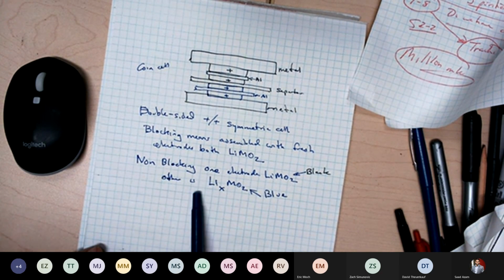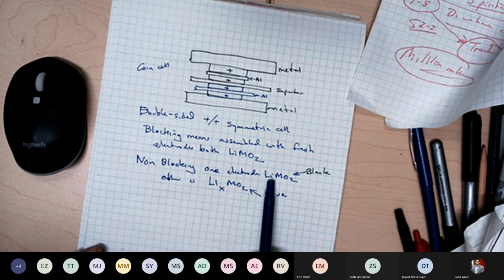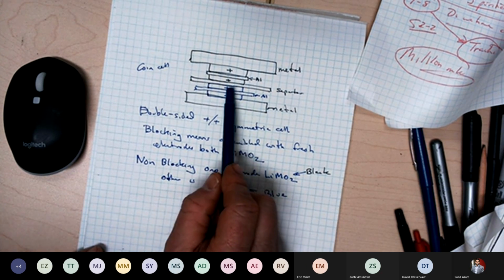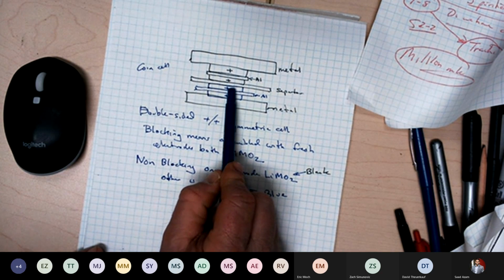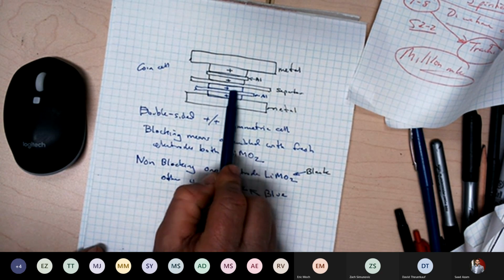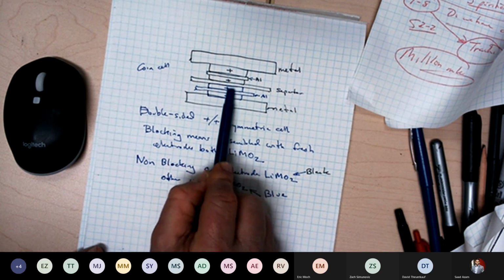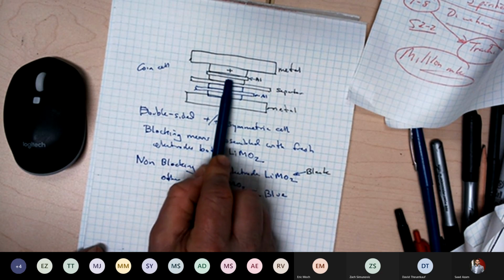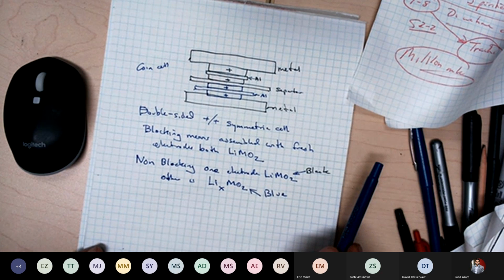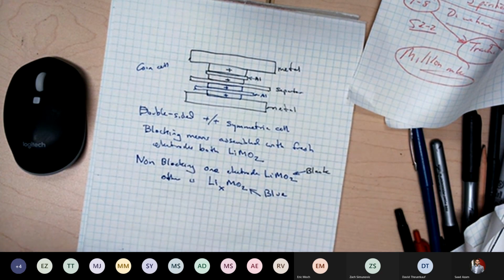In the other case, where one electrode is full and the other one is partially empty, you can transfer from the full to the partially empty, and then you can transfer back again. So in that case, lithium can transport between the two electrodes across the separator, back and forth, back and forth. So that's the difference between blocking and non-blocking.